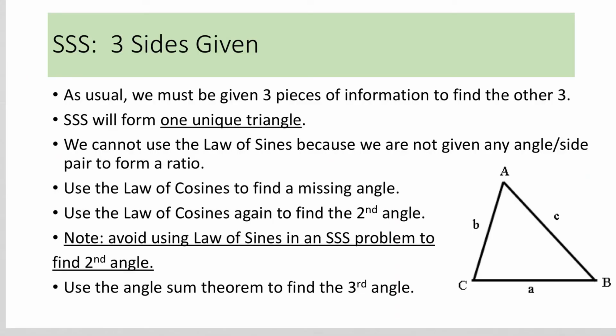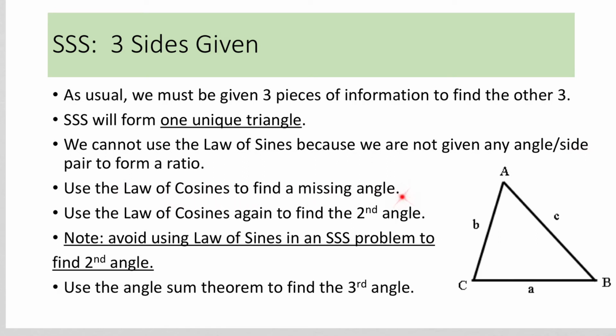Okay, the next law of cosines problem that we solve is your SSS problem. That means we know all three sides. As usual, we must be given three pieces of information for solving an oblique triangle, and our three will be sides in this case. Three sides will form one unique triangle, so we don't have any ambiguity in this case either. We cannot use the law of sines because we're not given any angle-side pairs, so we can't form a ratio to use the law of sines. This is why this is a law of cosines problem.